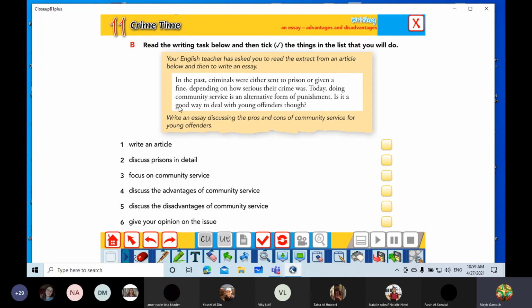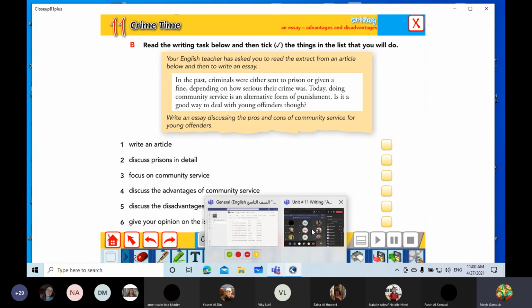Okay, do we have advantages for that or not? We have to write an essay discussing the pros and cons, the advantages and disadvantages, the good or bad aspects of community service as a form of punishment for young offenders. Let's see number one, and here we have to tick the things that we are going to discuss in our essay in here.